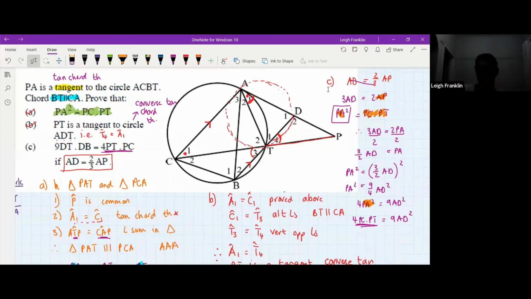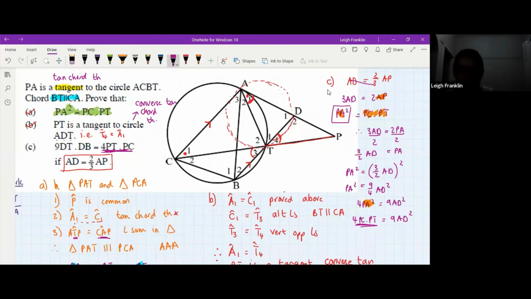So the idea here is that when they ask us to prove that a left-hand side equals a right-hand side, the idea is to try and work out what the one thing is equal to, and then try and work out what the other one is equal to. And if they can both be equal to the same thing, then we found the link between the two, right? So here, where I've got this 4PC times PT, I've got the right-hand side over here. Here, I've written it on the left.